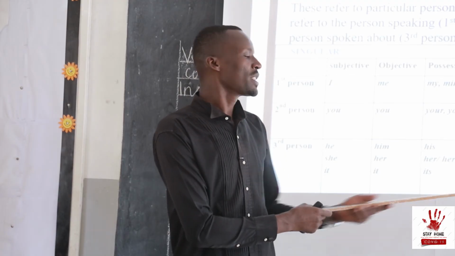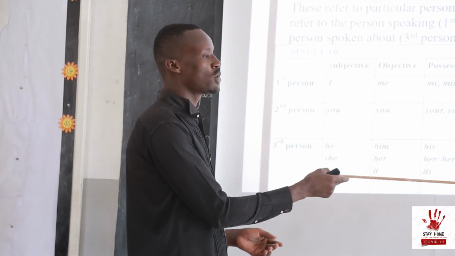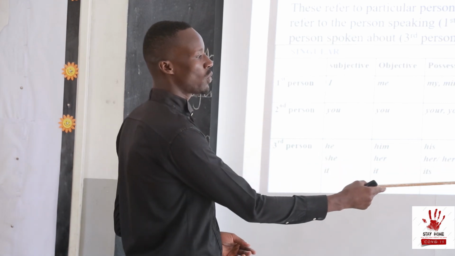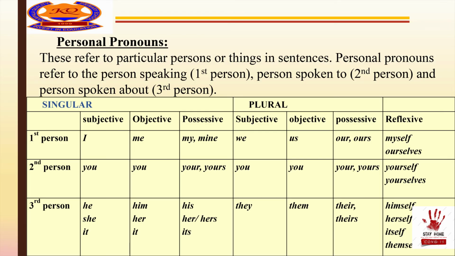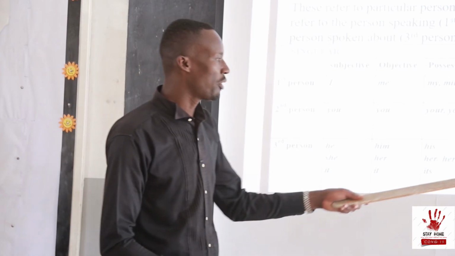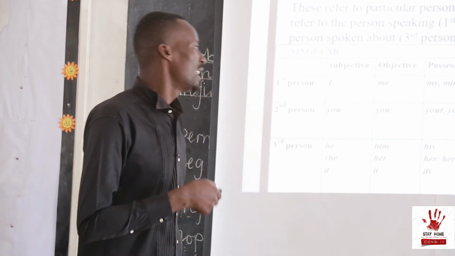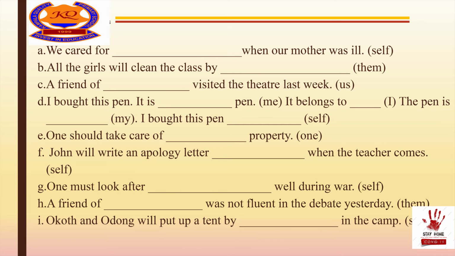Theirs is the plural. Then the reflexive form, the ones that show that the subject is doing the action without any help, we have himself, herself, itself, and their plural form is themselves. The plural form of himself, herself, and itself is themselves. Let us look at them in sentences.